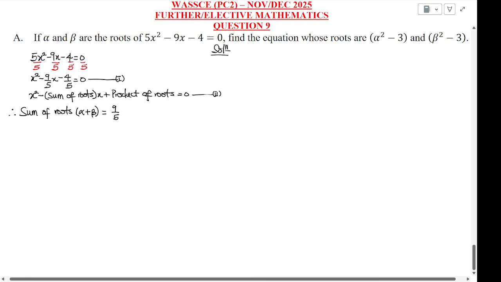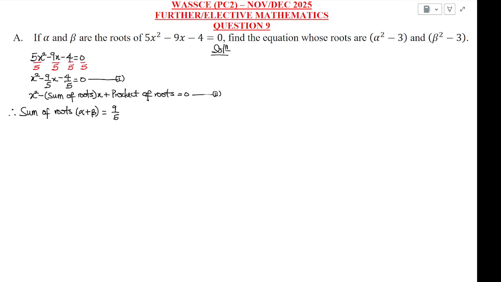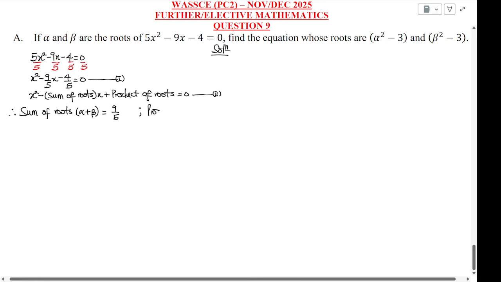Comparing the two, we have x squared, we have minus, and then sum of roots x. Now the product of roots is also going to be, when we say product, we are looking at alpha multiplying beta, if they are saying alpha and beta are the roots. So comparing this gives us a product to be negative 4 out of 5. So we have these first two.